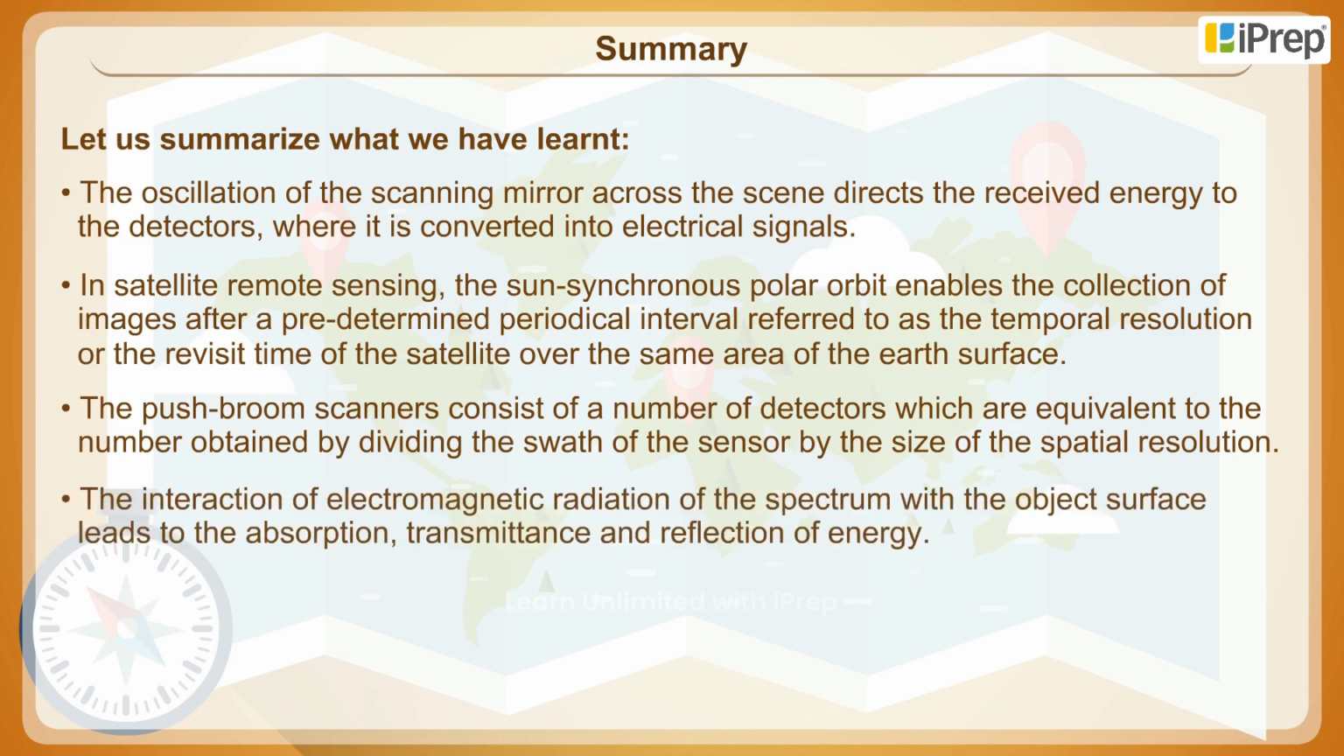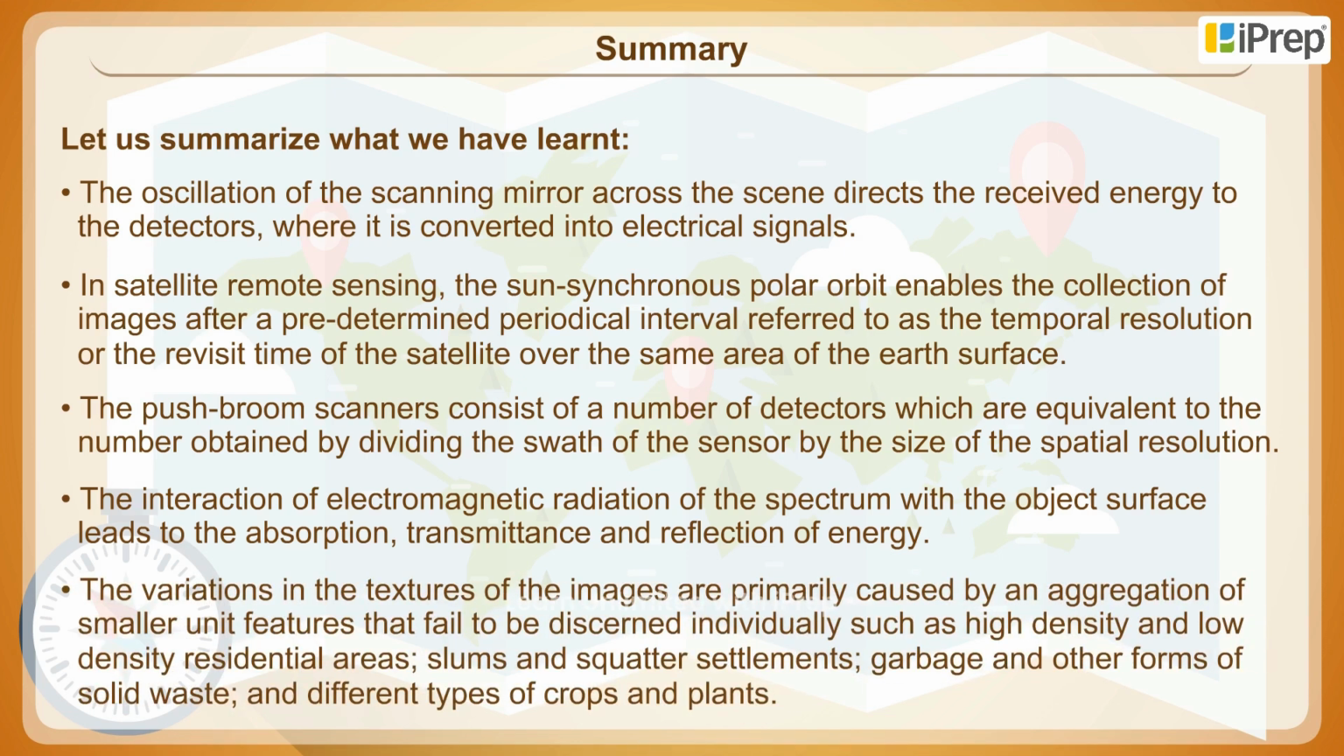The interaction of electromagnetic radiation of the spectrum with the object surface leads to the absorption, transmittance, and reflection of energy. The variation in the texture of the images is primarily caused by an aggregation of smaller unit features that fail to be discerned individually, such as high-density and low-density residential areas, slums and squatter settlements, garbage and other forms of solid waste, and different types of crops and plants.